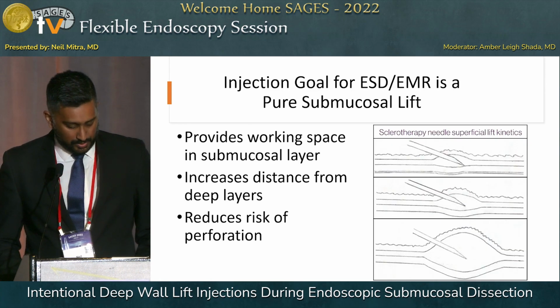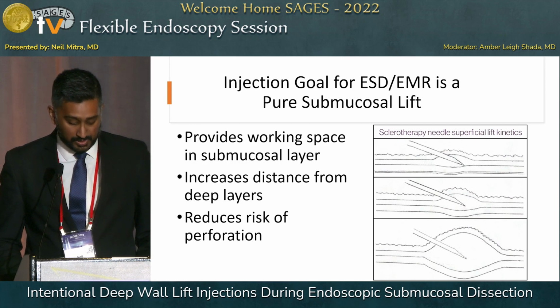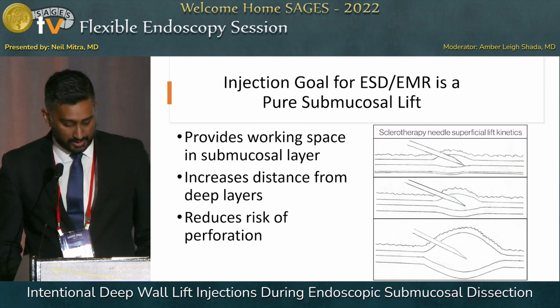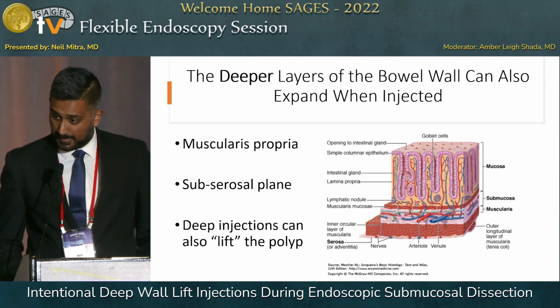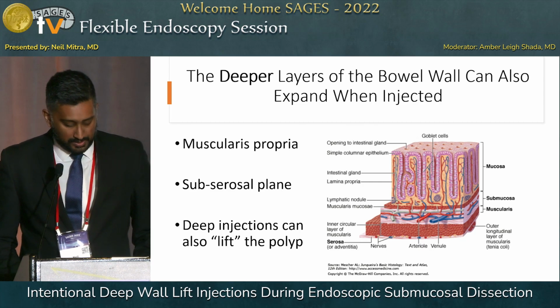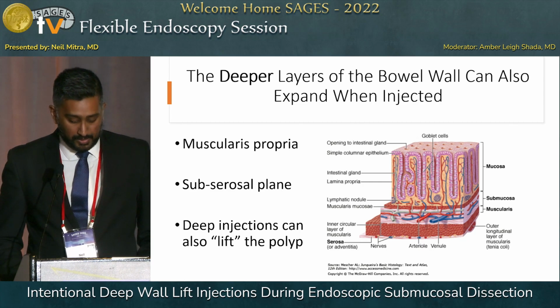The goal of injection is to establish a submucosal lift, which expands the layer in which the dissection will take place and reduces the risk of perforation. But what we have found is when the deeper layers are injected, mainly the muscularis propria or the subserosal plane, they too can expand and lift the mucosal polyp.